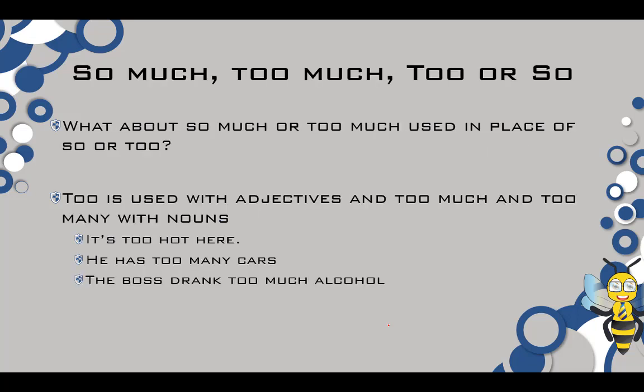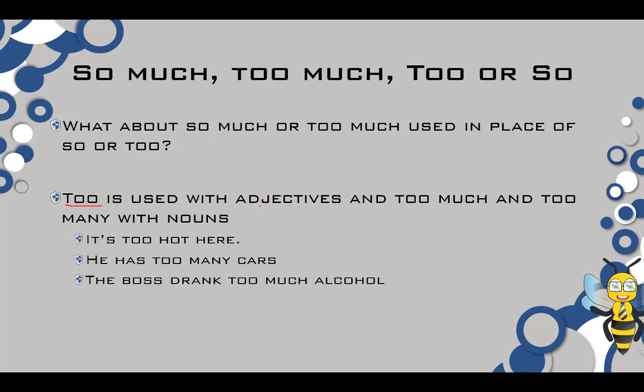Now, you should also know when to use so much, too much, too, or so. Okay, what is the difference between using this one or the other? It's actually really simple. Too is used with adjectives, and too much and too many are always used with nouns. Okay?